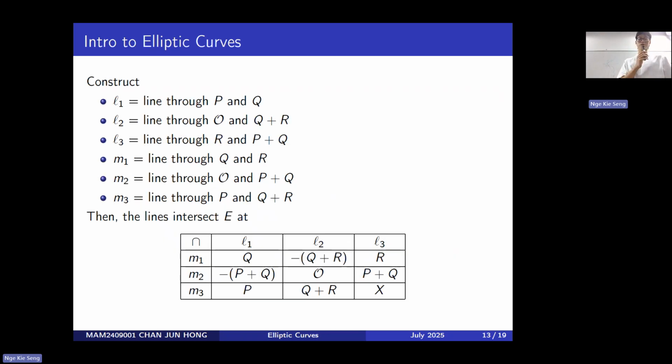So how do we do this? We construct 6 lines here. So line 1 would be through P and Q, line 2 would be through O and Q plus R, and line 3, and so on. And then we see from this table that each line intersects with E at these 3 points.